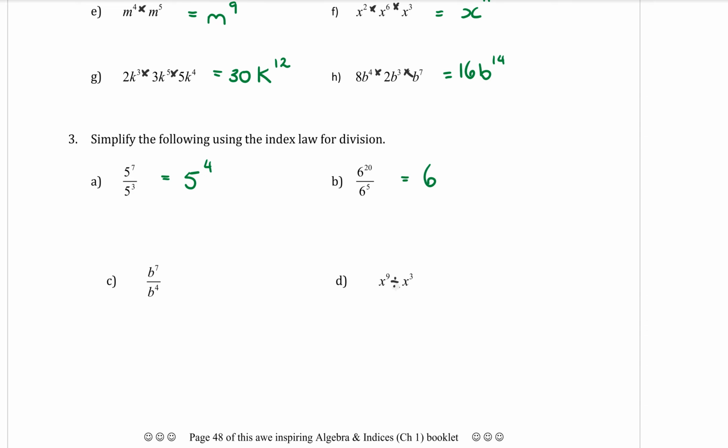20 take away 5 is 15. Part C. Now we have our letters in there. So B is the base. Subtracting the powers. 7 take away 4 is 3. And D, even though it looks different, it's the same thing. X is the base, and we're subtracting the powers. 9 take away 3 is 6.